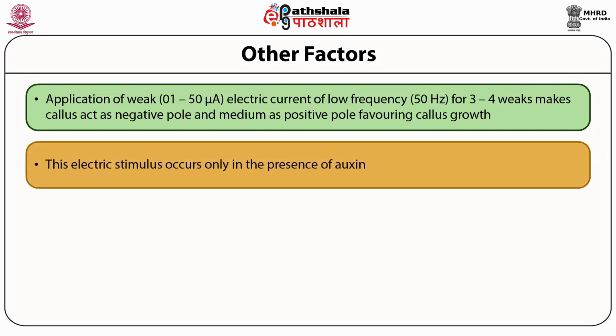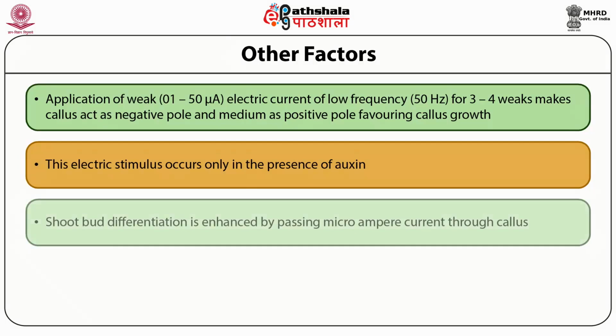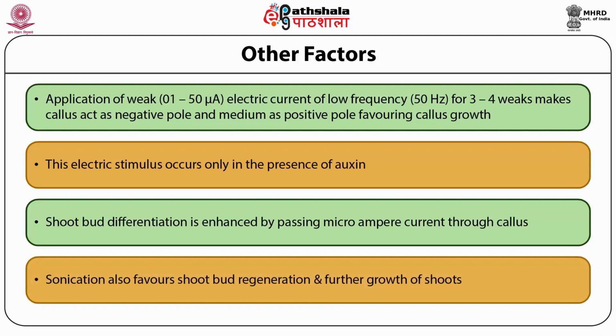So that's how you get callus which is fast growing, and thereafter the same electric current, if it continues, also favors shoot bud formation. The rate at which it modifies the shoot bud formation can be as much as 300%. Just by passing a weak current of 1 to 50 microamperes is adequate. Further shoot growth is better compared to the growth of the shoot formed in the non-sonicated explants. And similarly, you can also get multiple shoot formation if you have done sonication.